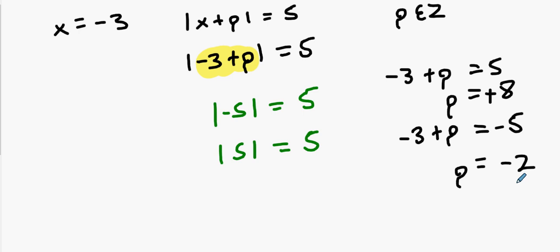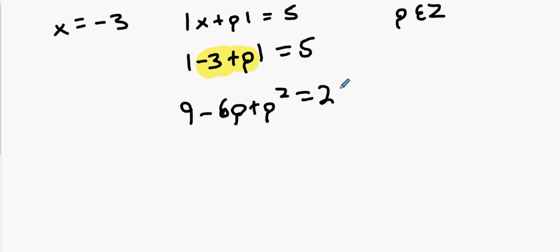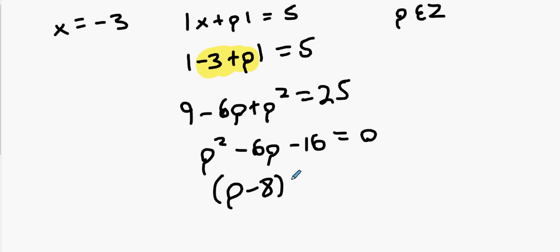Is that right? What's the other safer way of doing this question? Square both sides. So you could do it that way. Who did it that way? Fair enough. Square both sides and you're going to get 9 minus 6p plus p squared equals 25. Then you're going to get p squared minus 6p, what's it, minus 16. And you get p minus 8 and p plus 2, and you get the same two answers, don't you?